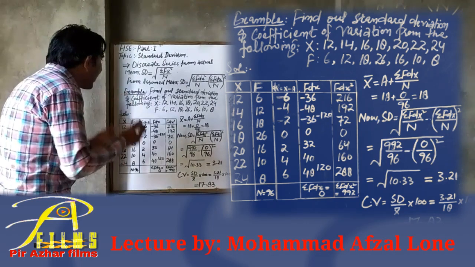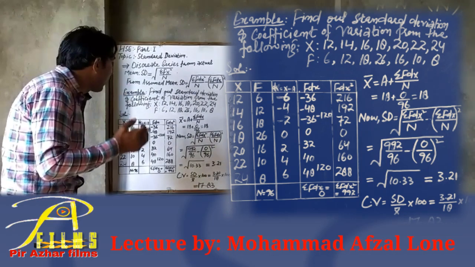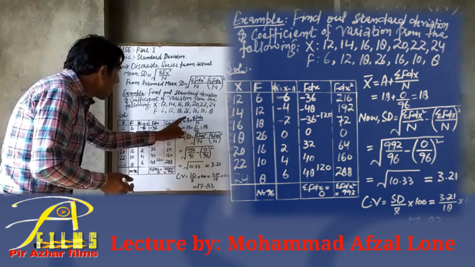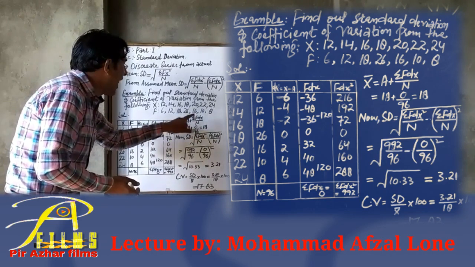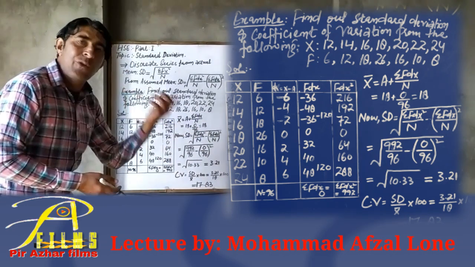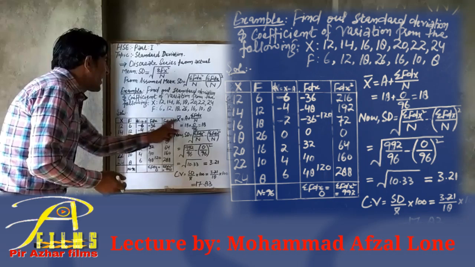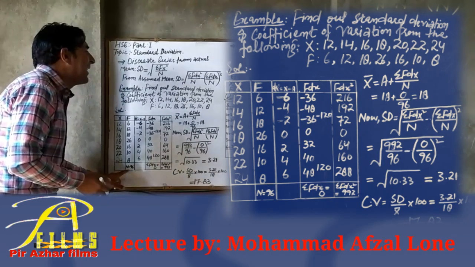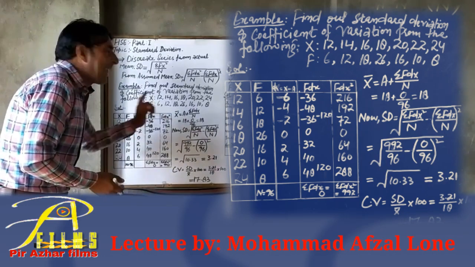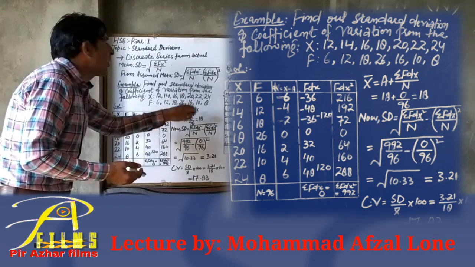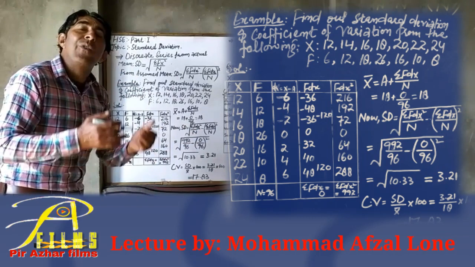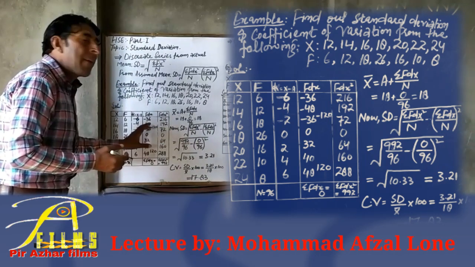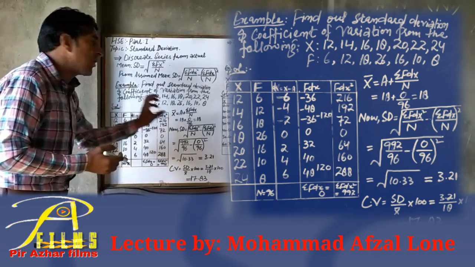Now let us learn how we are calculating the actual mean here. X bar is equal to a plus summation of f dx divided by n. A means the assumed mean, which is 18. Summation of f dx is 0, divided by n, which is 96. 0 divided by 96 is 0. It is equal to 18. This is how we calculate the actual mean in the discrete series by taking into consideration the assumed mean.